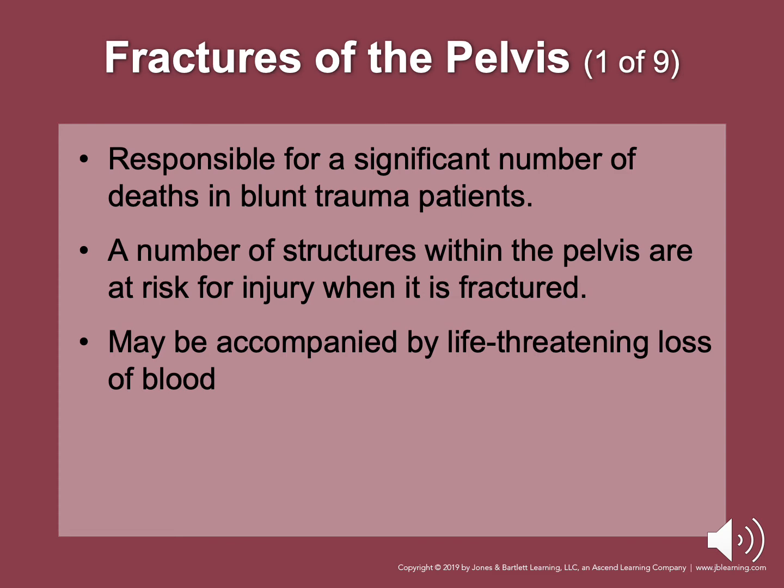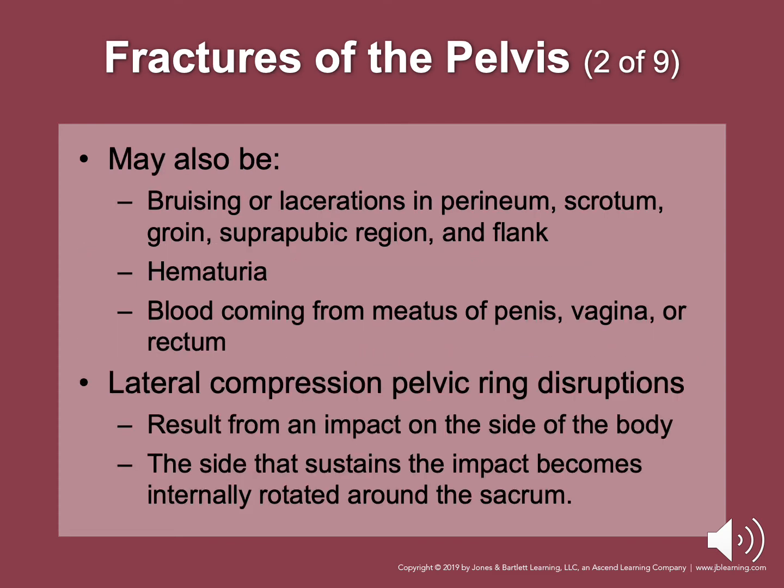Lateral compression pelvic ring disruptions result from an impact on the side of the body. The side that sustains the impact becomes internally rotated around the sacrum, often associated with injuries in other regions of the body. These figures show the lateral compression injury to the pelvis and a radiograph of the lateral compression injury.